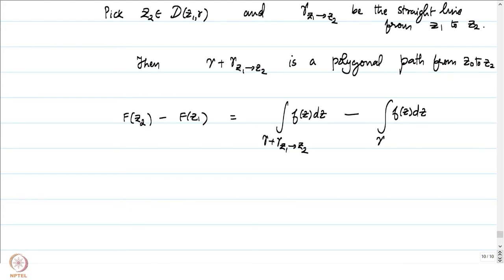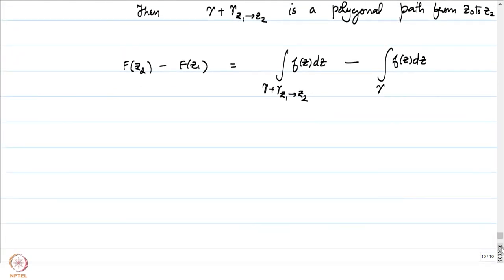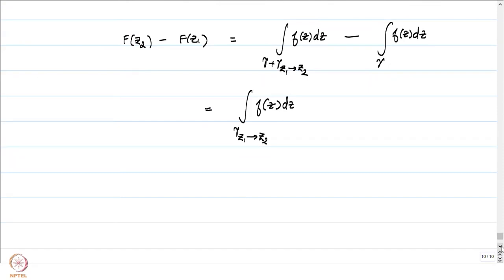So, this is the exact difference, capital F of z2 minus capital F of z1. And again, using the properties of the integration over curves, this is going to be the integral of f over gamma plus the integral of f over gamma z1 to z2. And I will just directly write this as the integral of f of z dz over gamma z1 to z2. Okay, we know exactly what we are trying to estimate. We know what we want to prove.